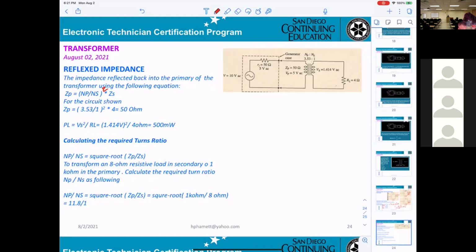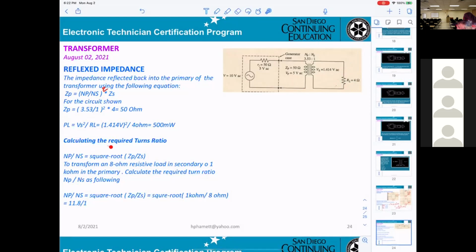Now you want to calculate the power of the load. Vs squared divided by RL: 1.414 squared divided by 4 ohm. That gives you 500 milliwatt. That is the maximum power at the output here.